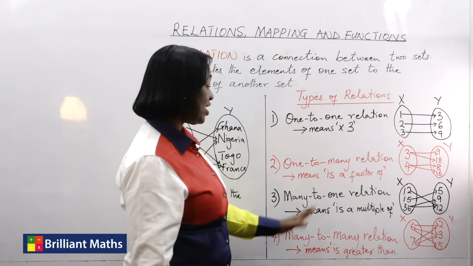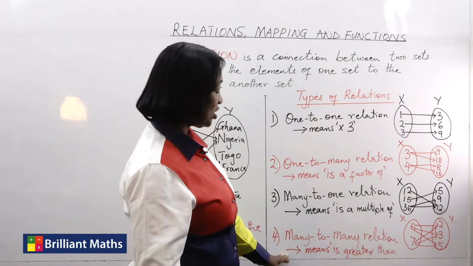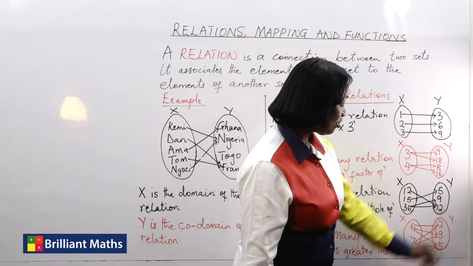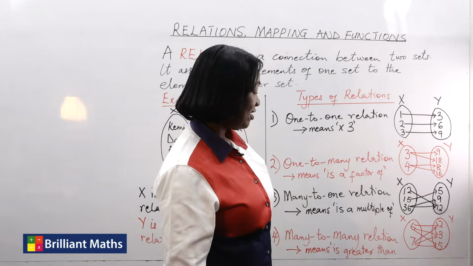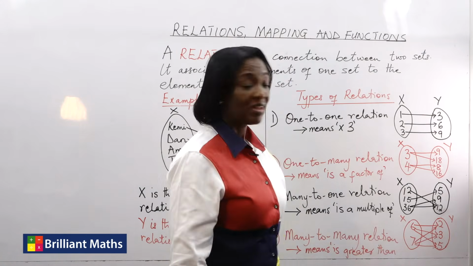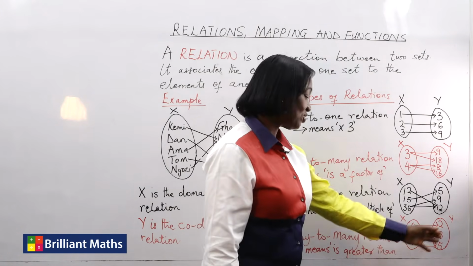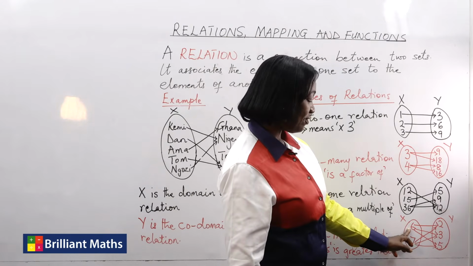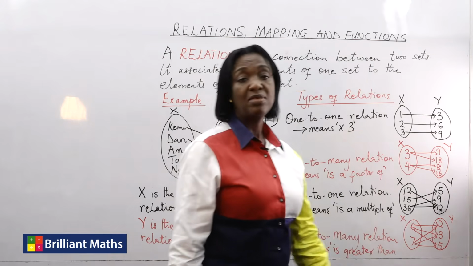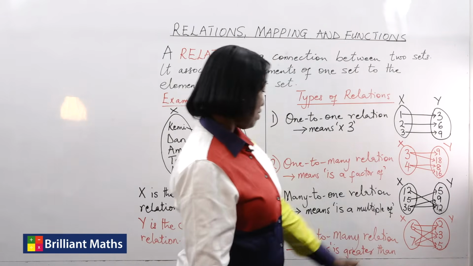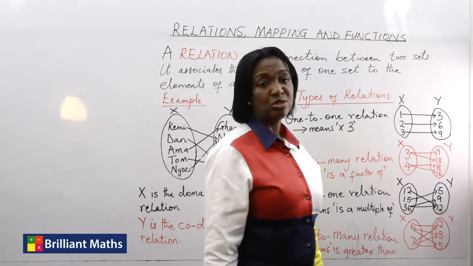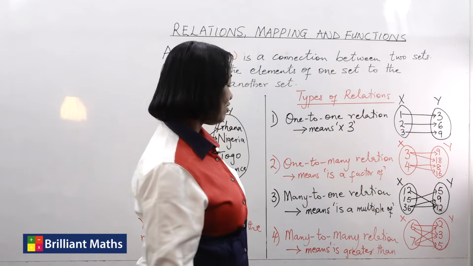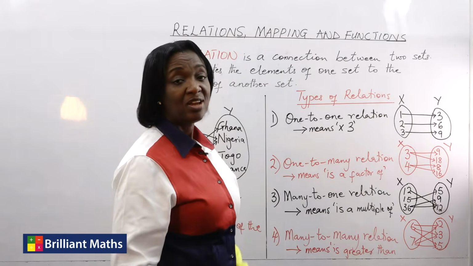And then the fourth type is many-to-many relation. And this relationship here is greater than. So we have 6 and 7 in the domain, and we have 2, 3, and 5 in the codomain. 6 is greater than 2, 6 is greater than 3, and 6 is greater than 5. So one member of the domain has 3 images in the codomain. 7 is greater than 2, 7 is greater than 3, and 7 is greater than 5. So we have many-to-many relation.